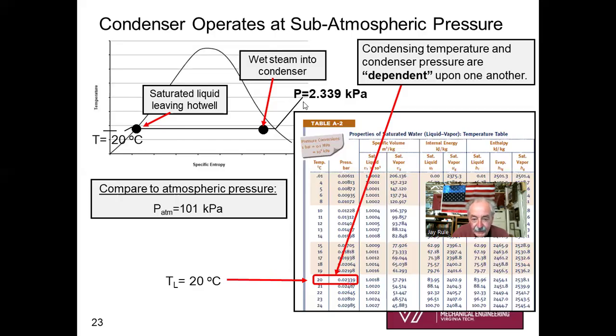That's going to be 2.339 kPa, about 2 kPa. Wow. So what? Well, the so what is, what's atmospheric pressure? You know it off the top of your head by now: atmospheric pressure is 100 kPa. And so look at this. You're condensing at a pressure of 2.3 kPa. Outside of the condenser is 101 kPa. So the condenser is running at a vacuum, a very high vacuum. The condenser is running well below atmospheric pressure. The condenser is running at a vacuum.